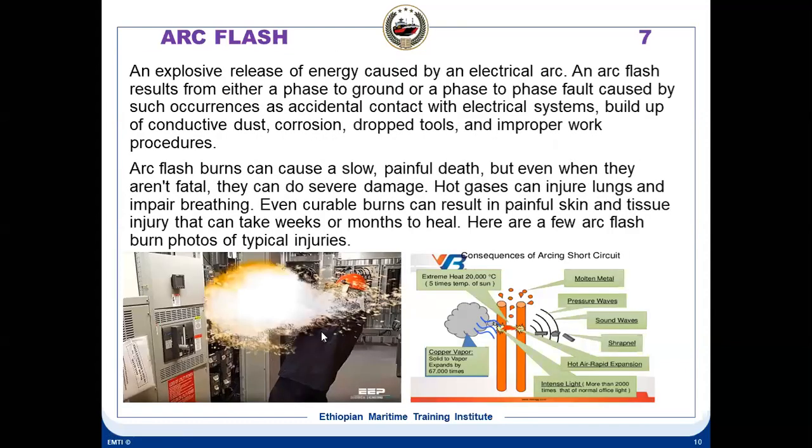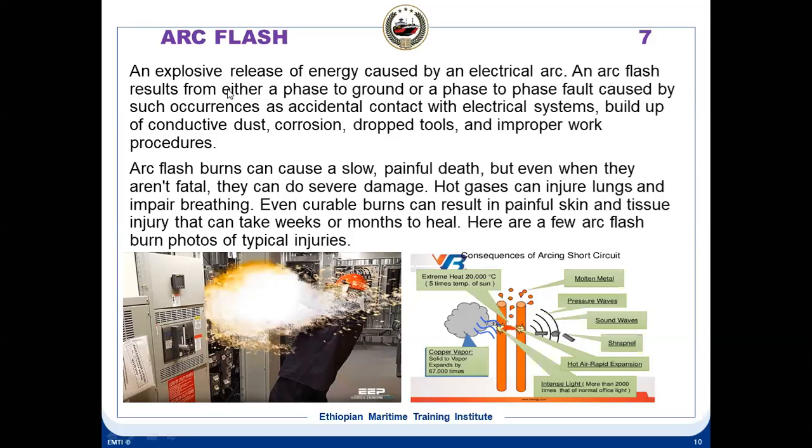Okay. Then another is the arc flash. Because of the arc, sometimes it can lead to an arc flash. So it is arc flash, arc blast. This is a starter panel here. You can see an explosive release of energy caused by an electrical arc.